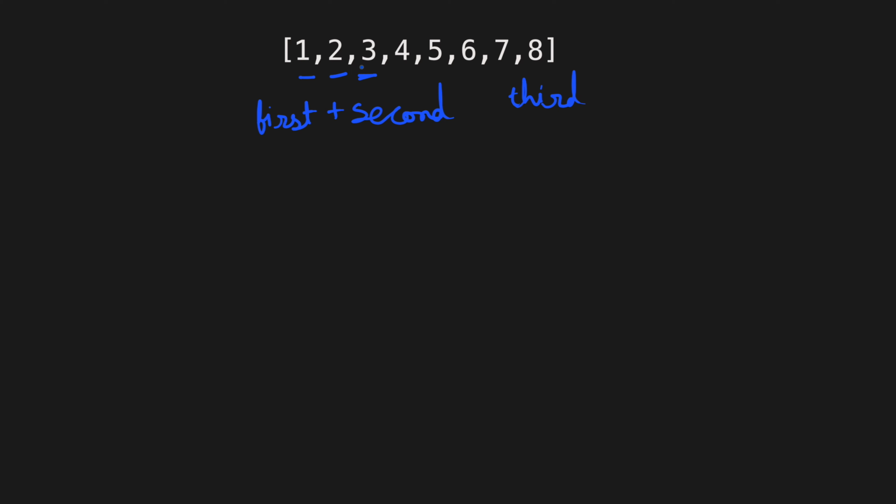we again sum them up. So we will get 2 plus 3, that is 5, and we check, is 5 present in the array? The answer is yes. So we extend the sequence. Now first becomes 3 and second becomes 5. We again sum them up and get 8 and we check, is 8 present in the array? And the answer is yes.